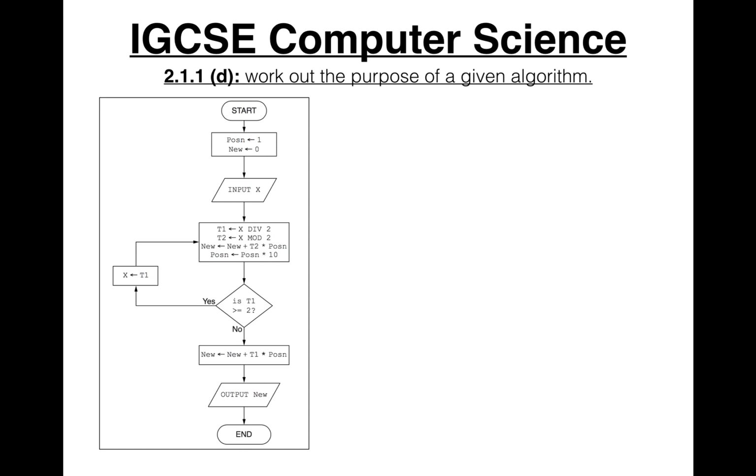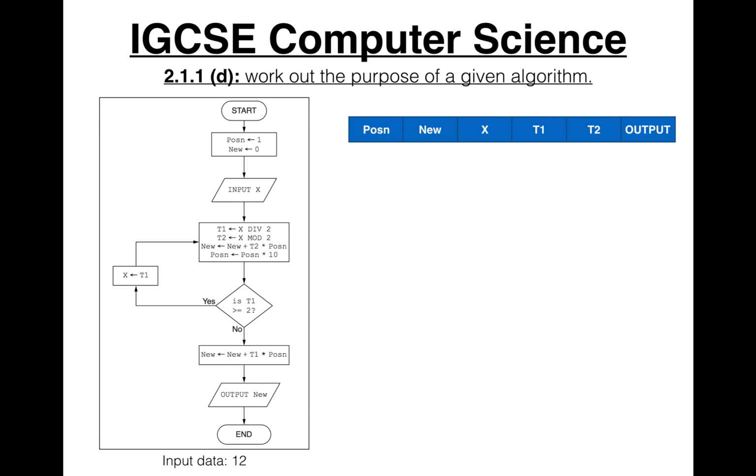So let's trace this. Our input data is going to be 12, because that's one of the values on the mark scheme. So let's set up our trace table, and we can start tracing. So start, position equals 1, new equals 0, input x, so we input 12, and we can start with the real stuff. T1 equals x div 2. So x divided by 2 gives 6, and x mod 2 gives 0. You can see how this works, because this is an even number. We all know that 2 can go into all even numbers without a remainder.